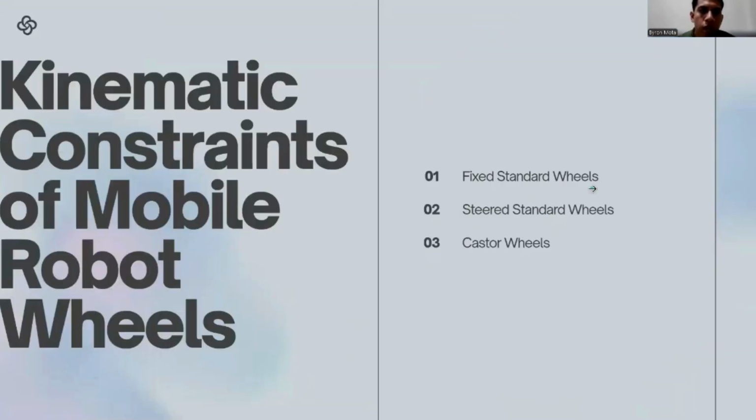In mobile robots, we analyze the main wheel types. First, we have the fixed standard wheel. Second, we have the steering standard wheel. And third, we have the caster wheel.